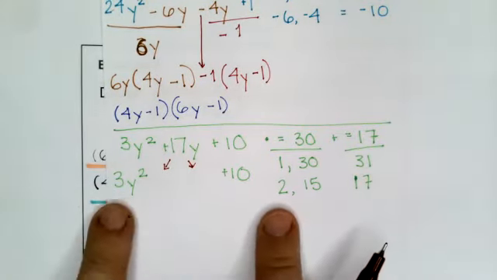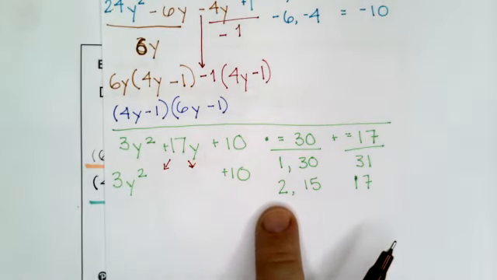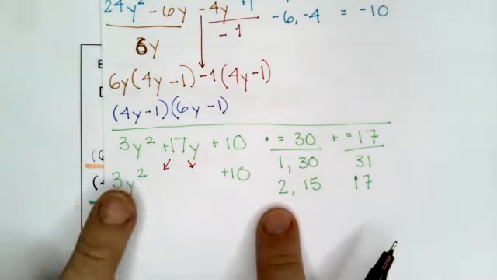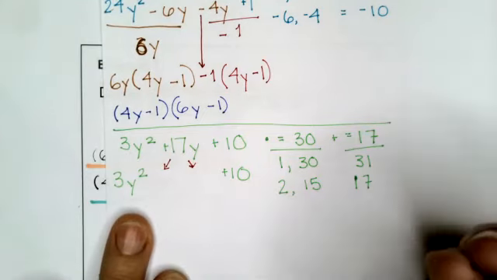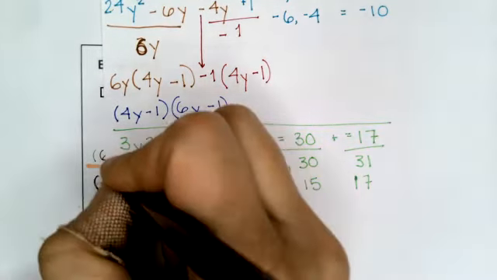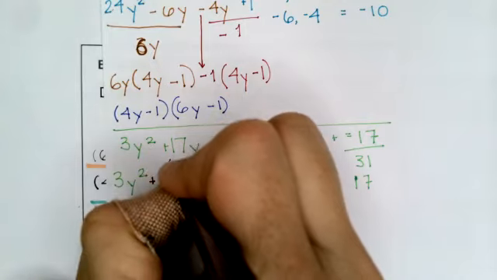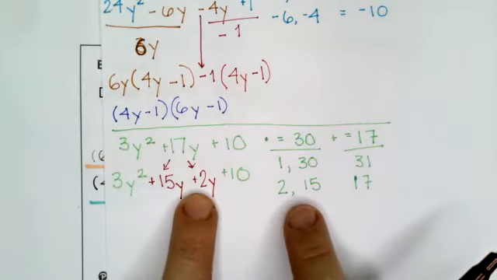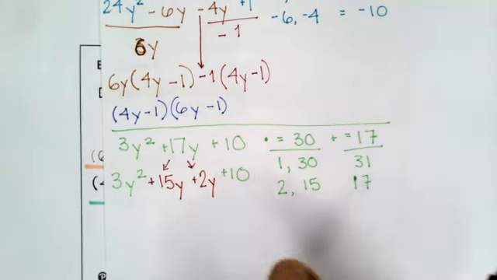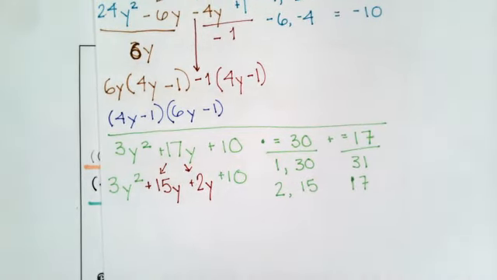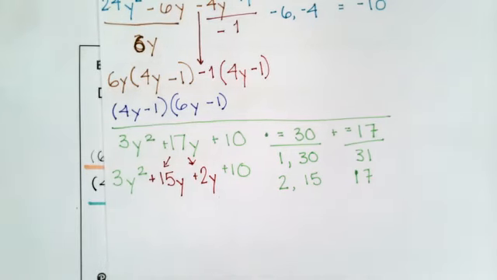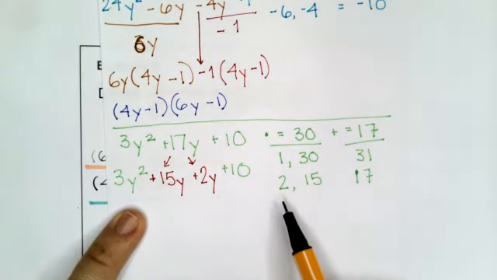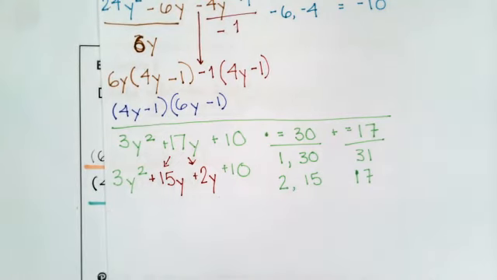Now, if I wanted to factor a common factor out, does 3 go with 2 or does 3 go with 15 better? 3 goes with 15. So I'm going to say 3y squared plus 15y plus 2y. And 2y goes with the 10. It doesn't matter, you'll get the same answer in the end, but if it makes more sense to you to put them in an order that you can factor, where you see a factor, do it. Don't hesitate.